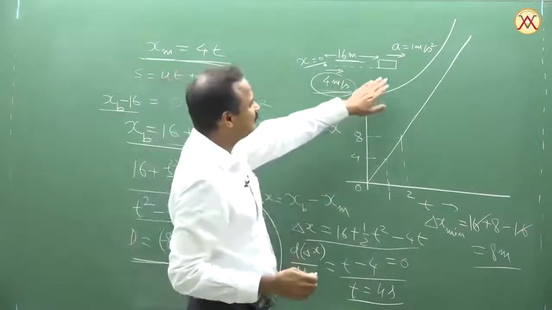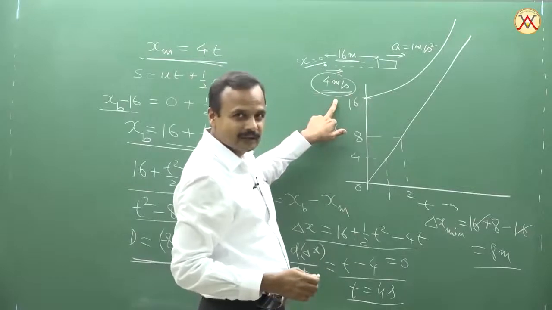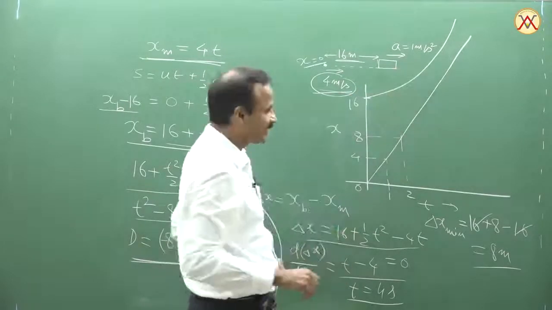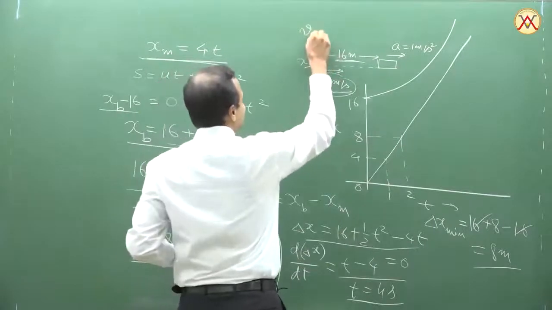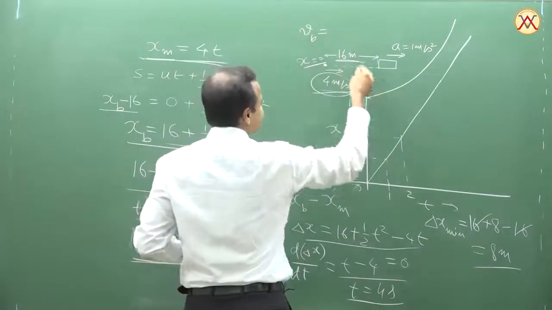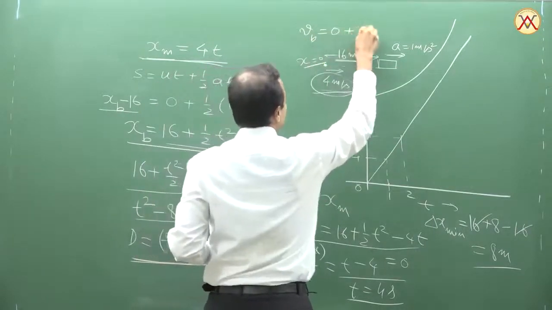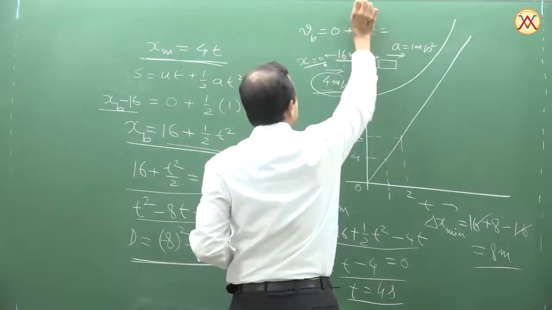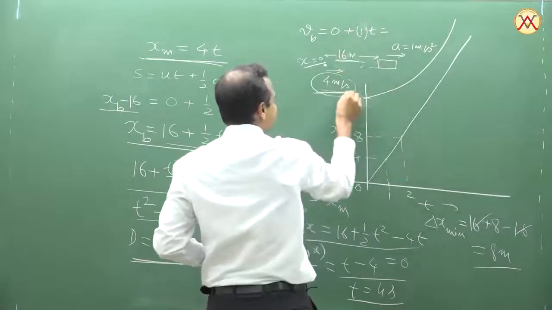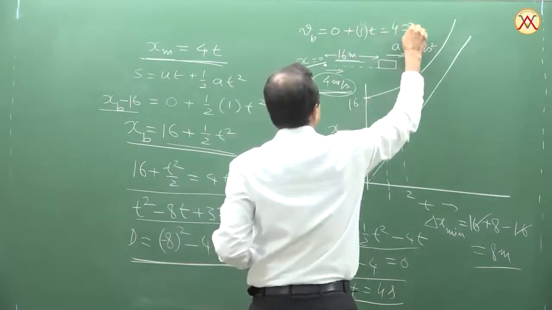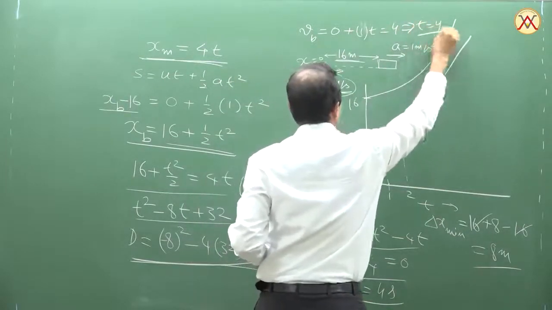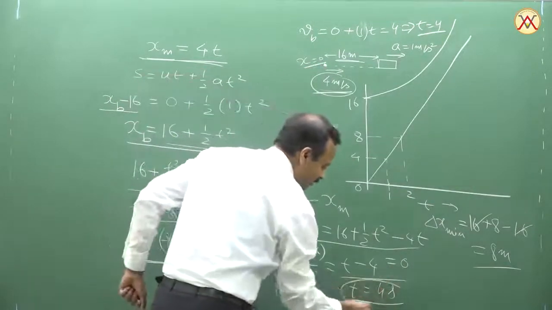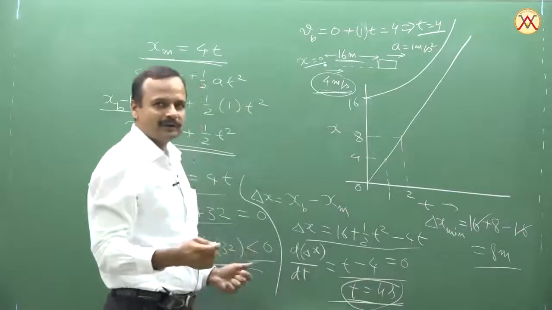When will the velocity of the bus become 4 meters per second? Initially it is at rest and it has a constant acceleration of 1. So you can say the velocity of the bus is u plus at, that is 0 plus 1 into t, where 1 is the acceleration. Put this equal to 4, and you get t equal to 4. The same result which we got using maxima and minima.